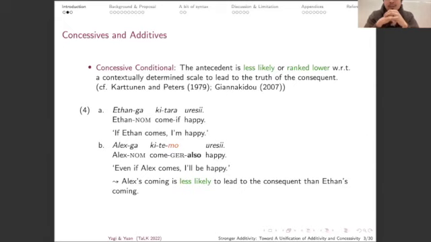Put more semi-formally, we can say that it is surprising that Alex coming leads to the consequent, namely, I am happy. For instance, maybe I don't like Alex much, and that is why it's surprising. And I like Ethan, so it's likely that Ethan's coming makes me happy, but that is not the case for Alex. I think we can see the concessivity here: Alex coming is less likely to lead to the consequent than Ethan's coming. That's the point of concessivity.